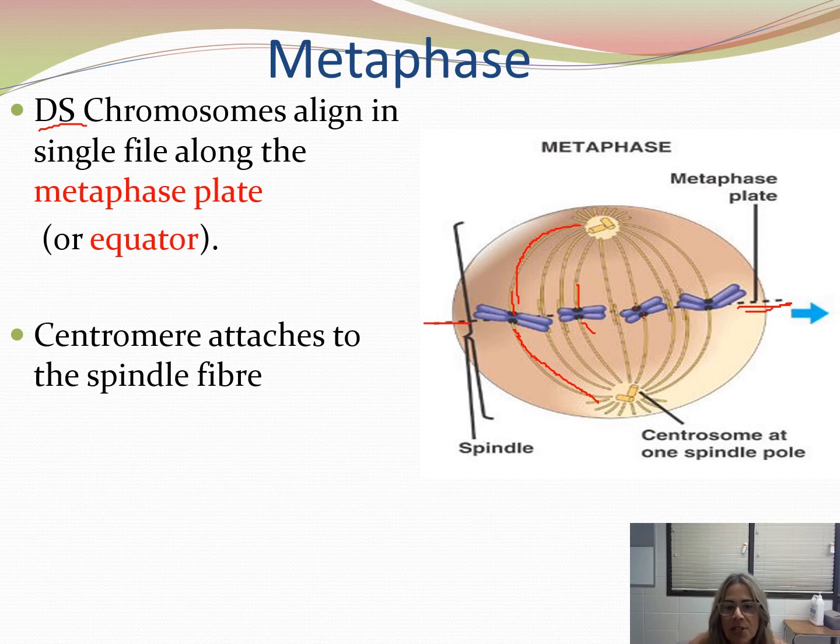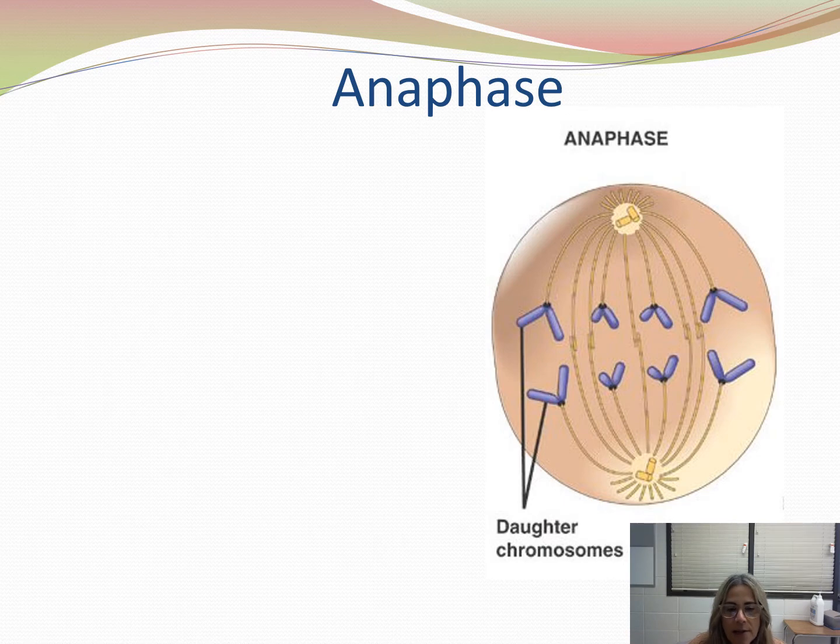Those little centromeres attach to those spindle fibers and line up along that metaphase plate or that equator in preparation for the next phase of mitosis, which is anaphase. So P for prophase, M for metaphase, and A for anaphase.